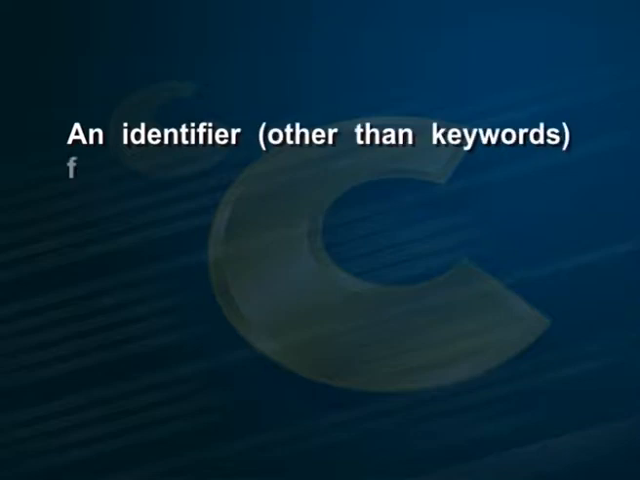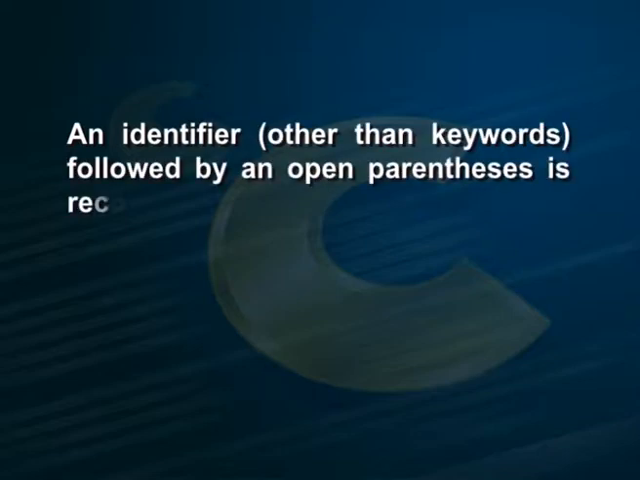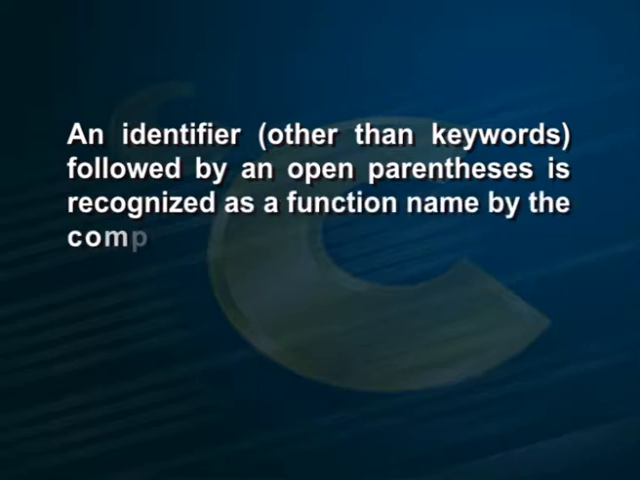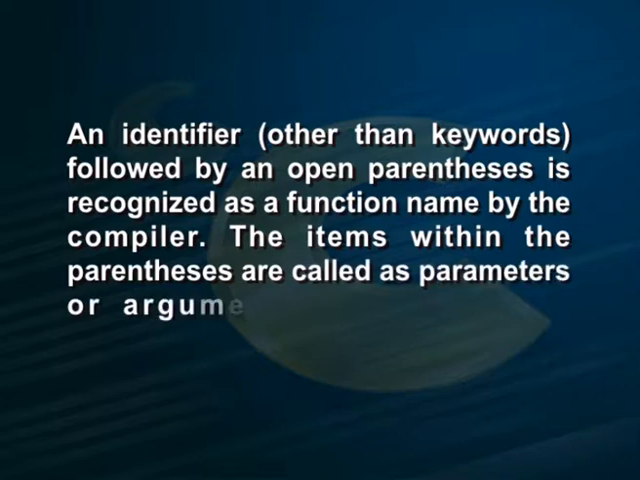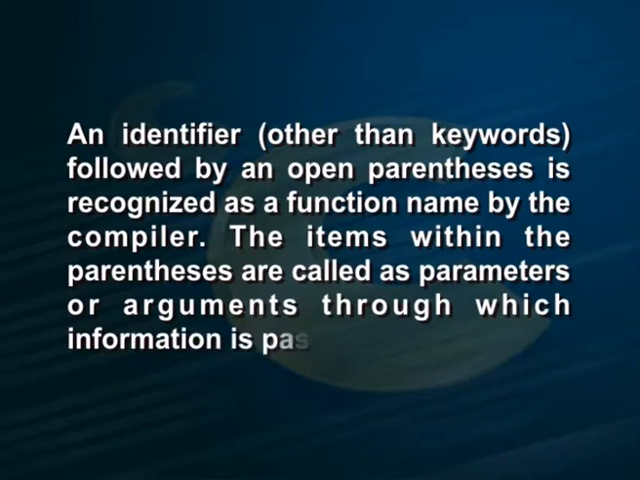It is a special function which tells the compiler to start the execution of a C program from the beginning of the function main. It is not possible to have more than one main function because the compiler will not know where to start execution in such a situation. An identifier other than keywords followed by an open parenthesis is recognized as a function name by the compiler. The items within the parentheses are called parameters or arguments through which information is passed to the function.